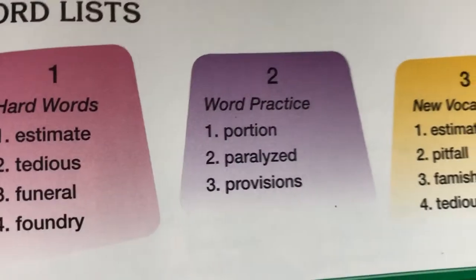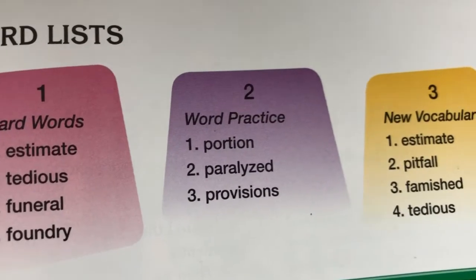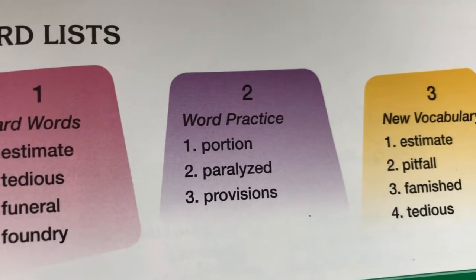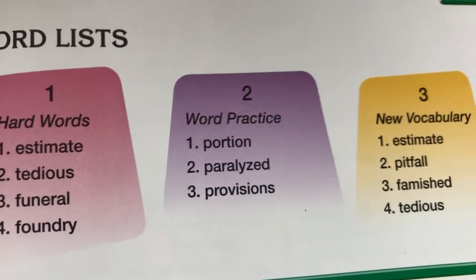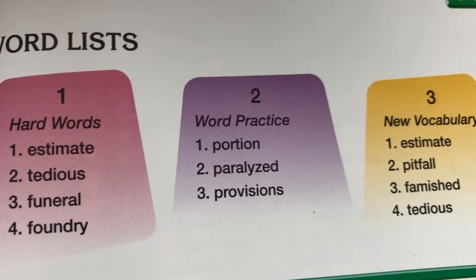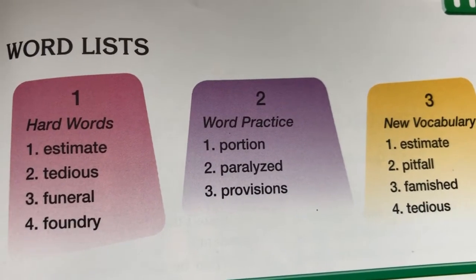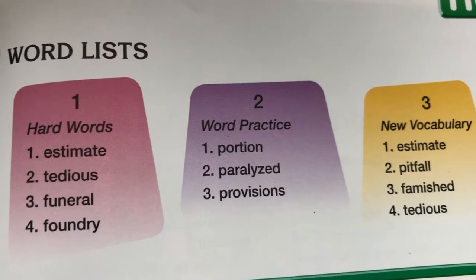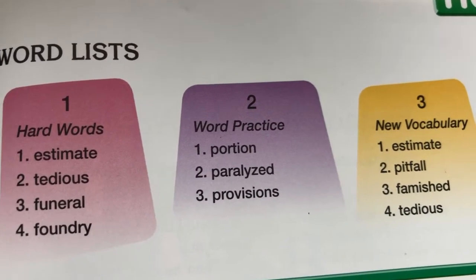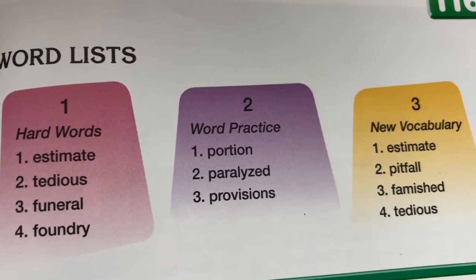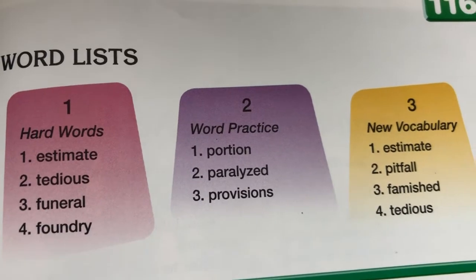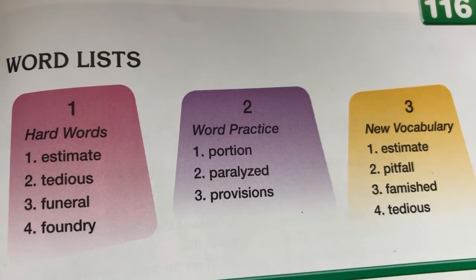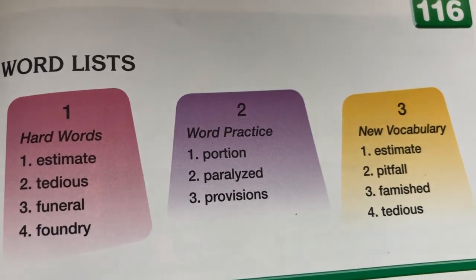Column 2. Repeat after me. Word 1. Portion. 2. Paralyzed. 3. Provisions. Let's go through them again. 1. Portion. 2. Paralyzed. 3. Provisions.